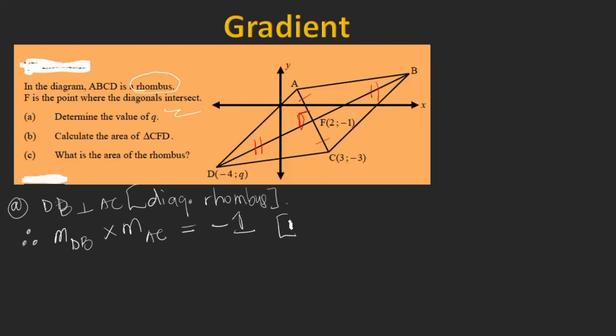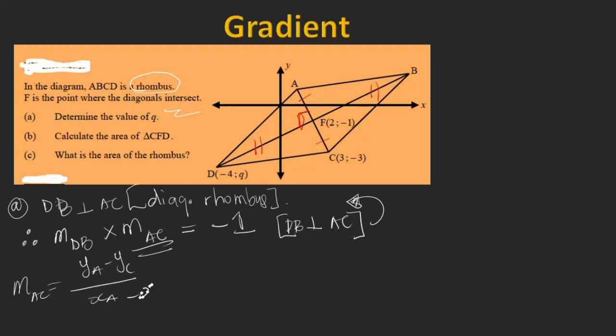Why? Because DB is perpendicular to AC, and I already mentioned that here in this step, right? So now, do I have the gradient of AC? No, but I can find it, and after I find it, I'll use this equation to find the gradient of DB, right? So now let me find the gradient of AC. Gradient of AC is equal to y at A minus y at C all over x at A minus x at C, right?